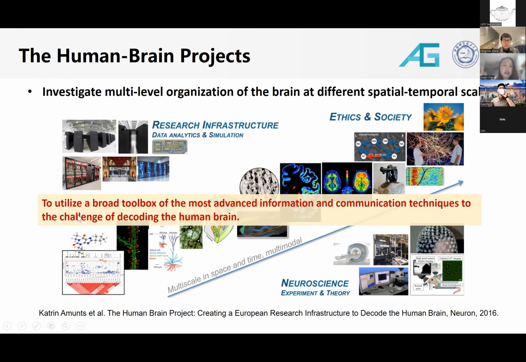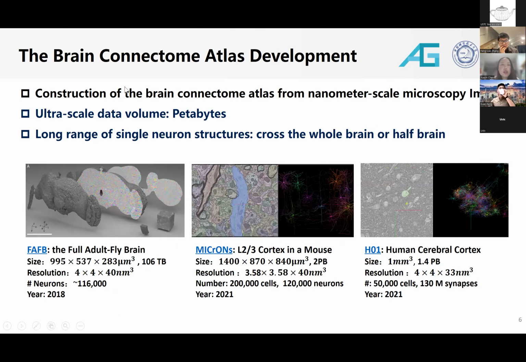One of the key components in the Human Brain Project is to utilize a very broad toolbox of the most advanced information and communication techniques to help decode the human brain. And well, from the development of microscope imagery techniques, researchers in neuroscience want to develop a brain connectome atlas.